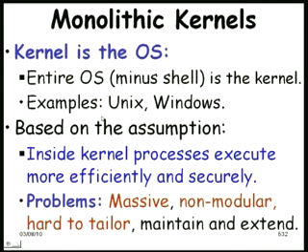Now, let us find out what is the problem with this monolithic kernel. One is that it is massive, does many things, all the resource management activity, non-modular. All of them have access to each other's data, because all of them are privileged, they can access anything they want, and hard to tailor, because once it is in the kernel mode, you can't really add new things or take out some of these things without really recompiling your kernel.